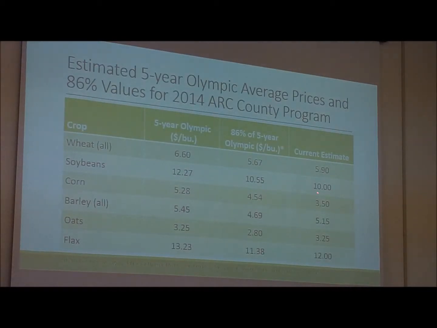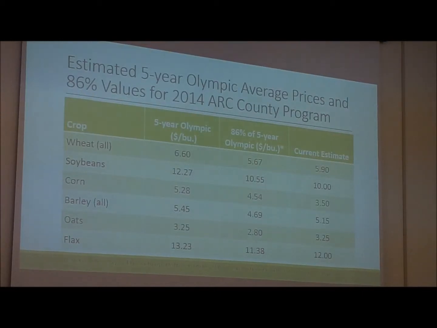Soybeans, on the other hand, USDA is projecting $10. That one has not changed. It's been a 10 for a few months. And the $10.55 would trigger a payment if you have an average yield. But that's only a 55-cent margin. If you had 105% of average yield, that payment won't be there either.